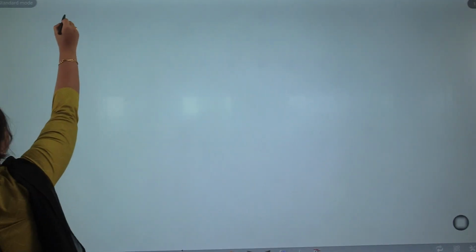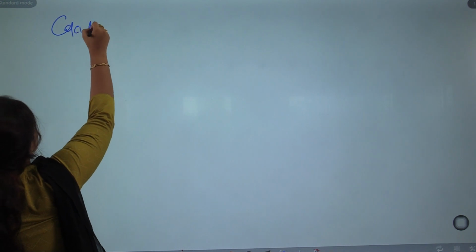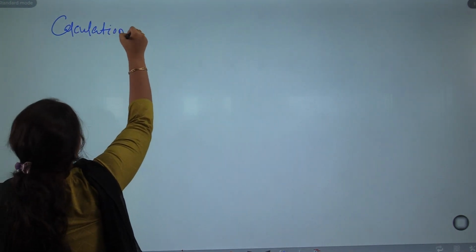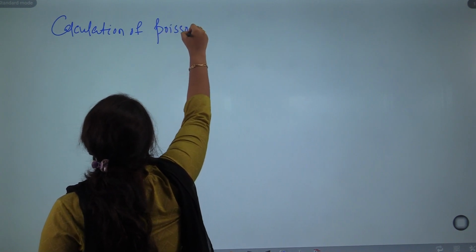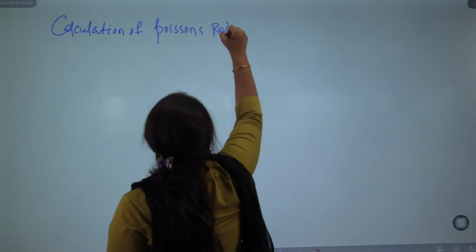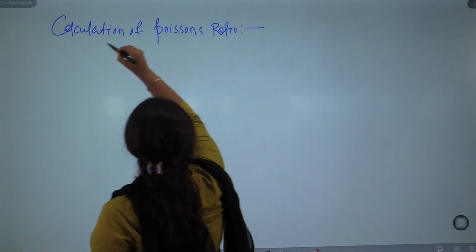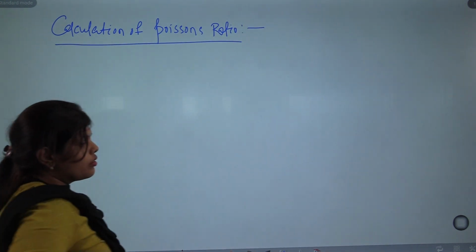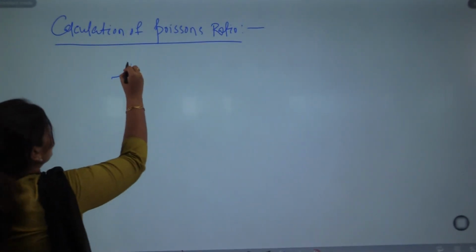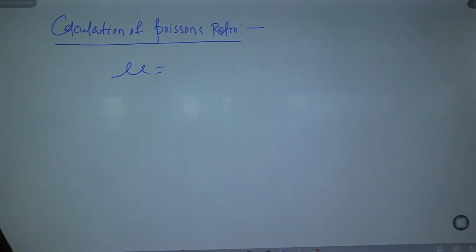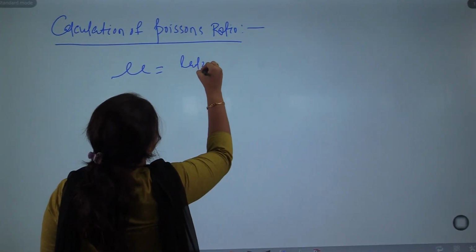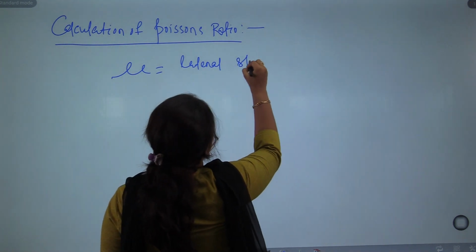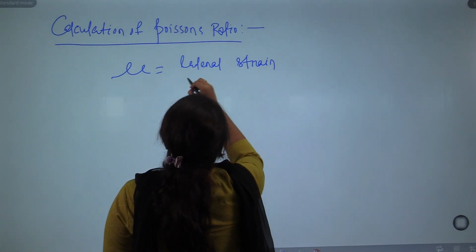Next, calculation of Poisson's ratio. We know that Poisson's ratio is denoted by what? Mu. So, mu equals lateral strain upon longitudinal strain.